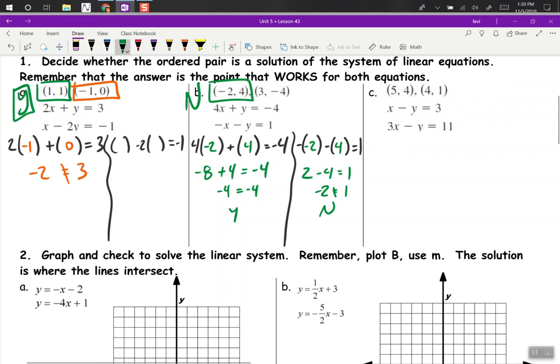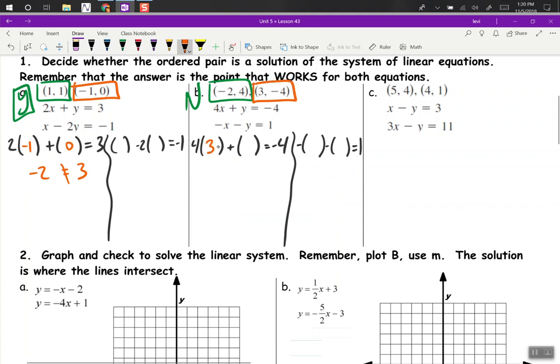So then our second one, we'll erase all of this. And hopefully the second one works. Actually, it doesn't really matter as long as we do our work. So here we'll sub in a 3 and a negative 4. 3 times 4 makes 12 minus 4. Does that equal negative 4? And that's a no, because that's 8. Does not equal negative 4. So these are both no's here. We can stop because there was a no.